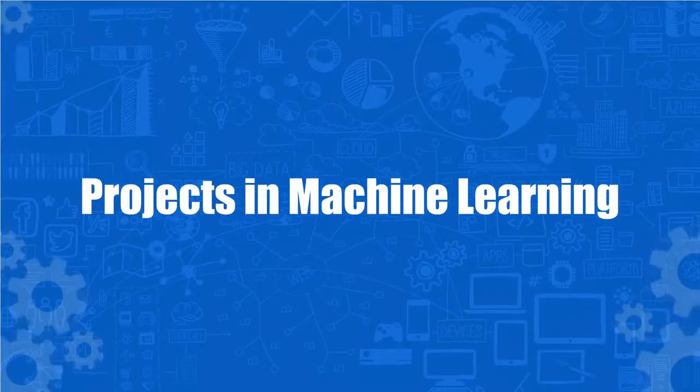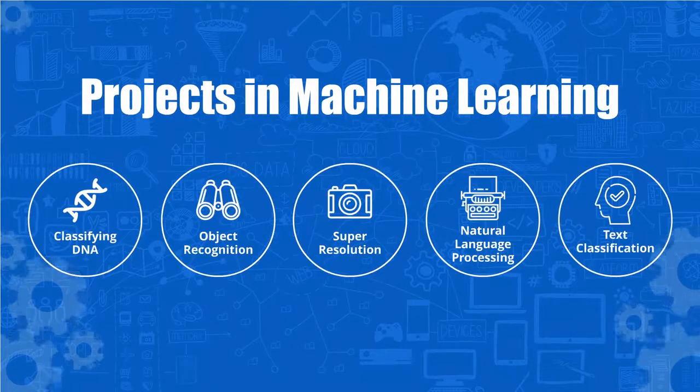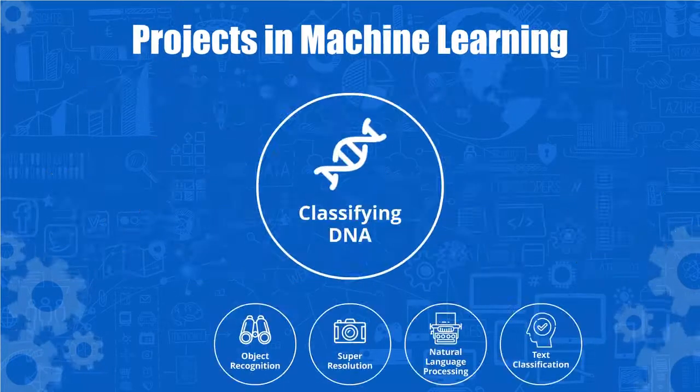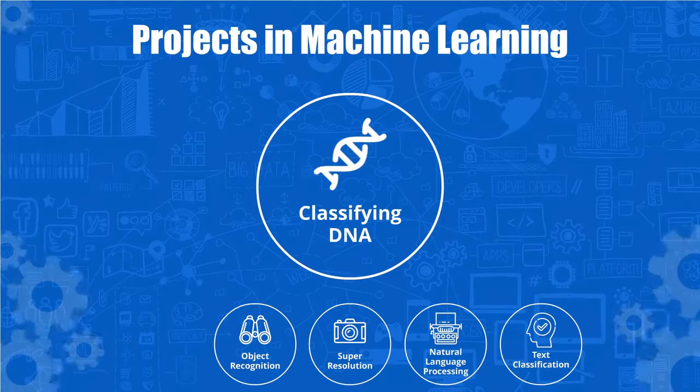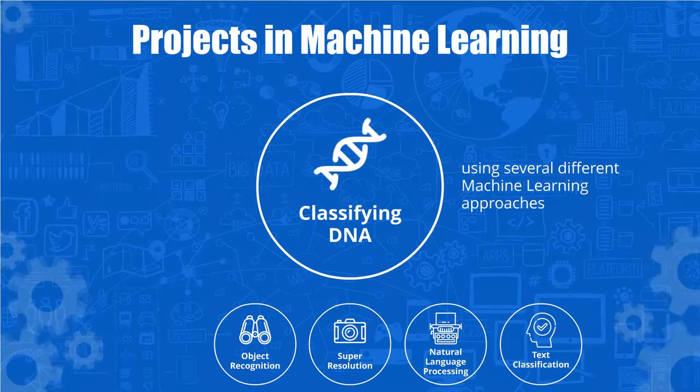Machine learning is rapidly being adopted across the globe. As a result, Idionics is presenting an additional 5 projects that cover some of the most interesting areas, applications, and techniques in machine learning today. Our first project is classifying DNA sequences using several different machine learning approaches.